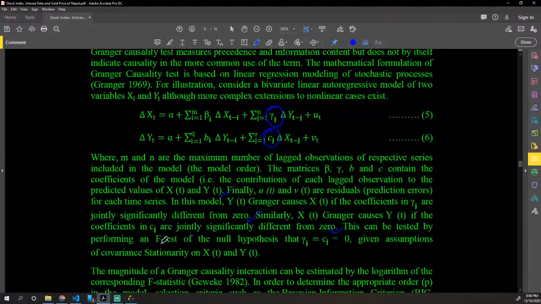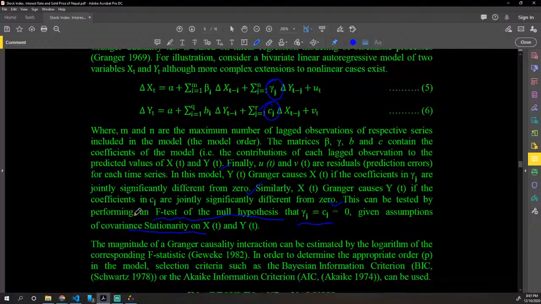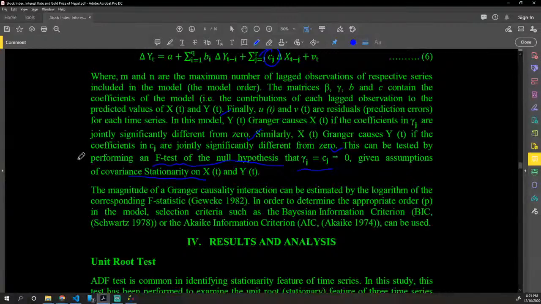This can be tested by performing an F test of the null hypothesis, y_j equals c_j equals 0, given assumptions of covariance stationarity on x_t and y_t. The magnitude of Granger causality interaction can be estimated by the logarithm of the corresponding F statistic. In order to determine the appropriate order in the model, selection criteria such as the Bayesian information criterion (BIC) or Akaike information criterion can be used.